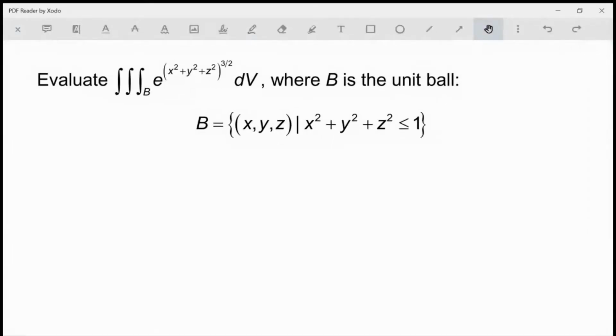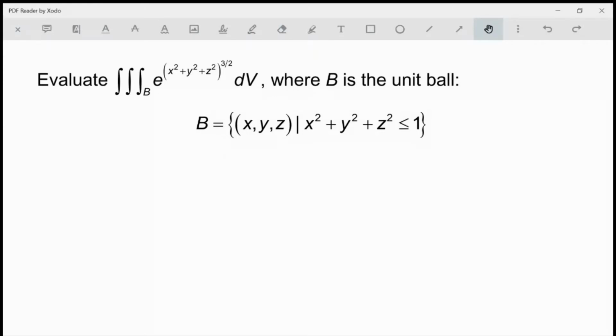It says evaluate this triple integral over B, the region B, and we've got the function e to the (x squared plus y squared plus z squared) to the 3/2 power dV, where B is the unit ball. And when we say the unit ball, we're just talking about a sphere centered at the origin with a radius of 1.